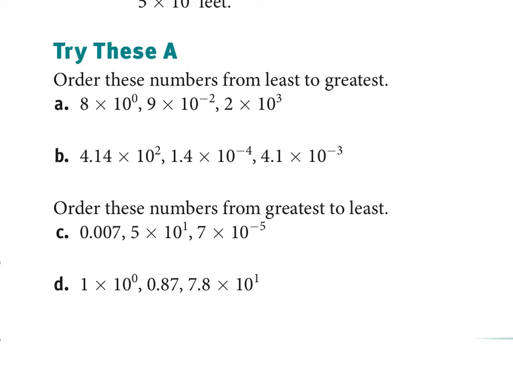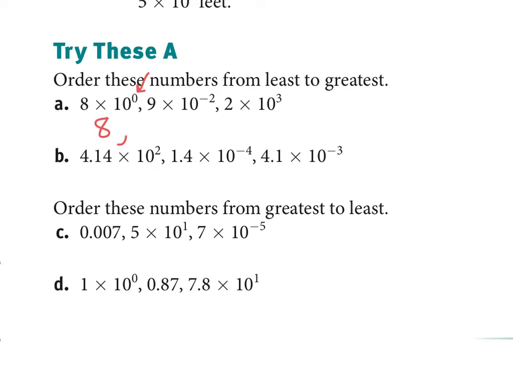Okay, so example A, 8 times 10 to the 0 power. So remember, 10 to the 0 power is really just 1. Or you can think of it following the same procedure: the exponent is telling you how many places to move the decimal, so we're not moving it at all. So it's just staying as 8.